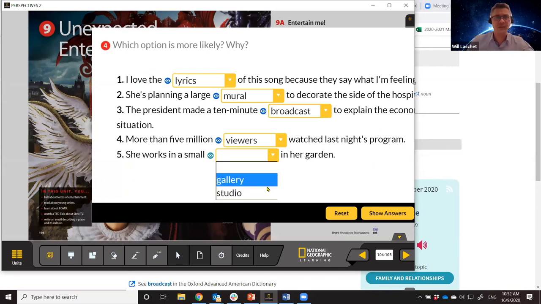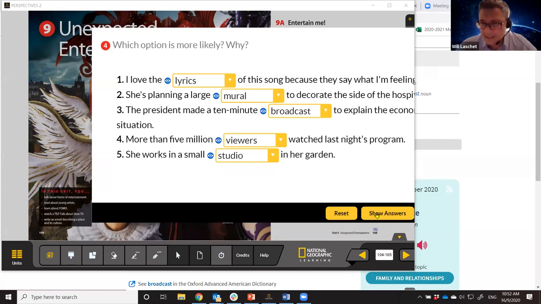And the last one, she works in a small, we've got gallery and studio. So this one potentially is difficult as well. You can have a small gallery, you can work in a gallery, you can work in a studio. Kathy says it's studio. Why, Kathy, why is it studio? Why is it not gallery? Can anyone tell me why? A studio is smaller. It might be, but it doesn't have to be smaller, I guess. So there is a reason why.